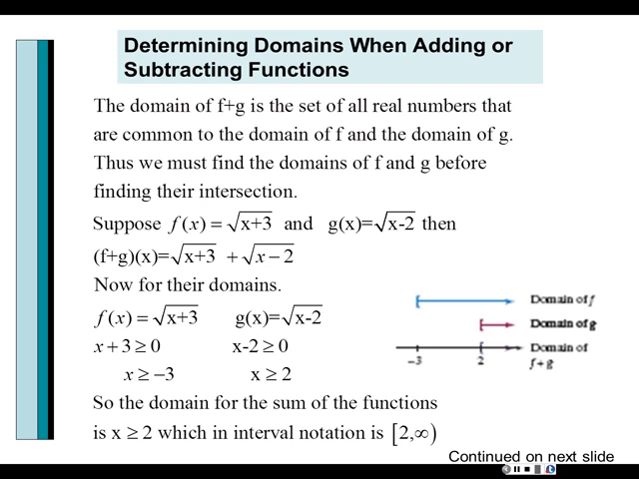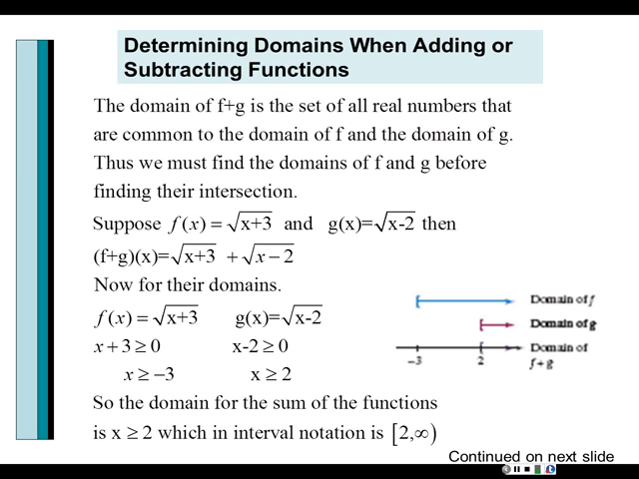Now, how about for g of x? We want to make sure that x minus 2 is always greater than or equal to 0. From that we know that x must be greater than or equal to 2. Oh, so the y-axis is probably here. This is 2, so it's here. Okay, now, so we have drawn it.